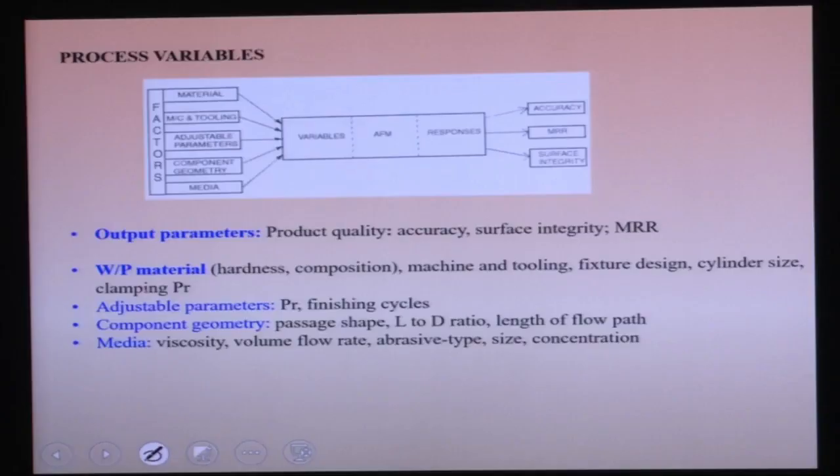Now component geometry: passage shape, L by D ratio, that is length to diameter ratio, and length of flow path. All these are component geometry. And media, what are the different parameters of this media? Medium viscosity. You can use low viscous media, medium viscous media, or high viscous media. Different kinds of media based on your requirement. Volume flow rate of the media is another parameter. Then abrasive type is another parameter, and abrasive concentration is also another parameter. Generally 60 to 66% concentration of abrasive particles is used in the abrasive flow machining process.